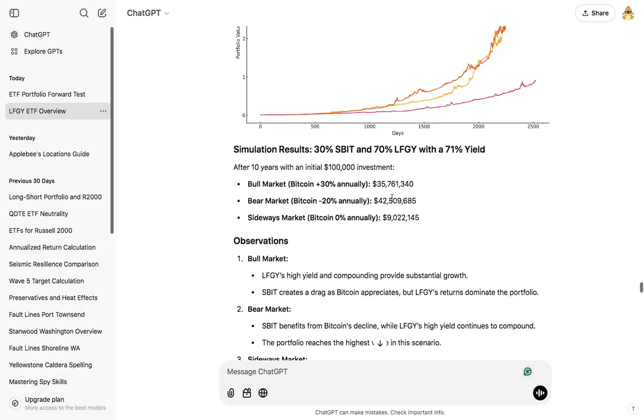So it actually gave me the numbers. It said $100,000 after 10 years would turn into $35 million, and that it would actually make more during a bear market. So I thought that couldn't be correct.